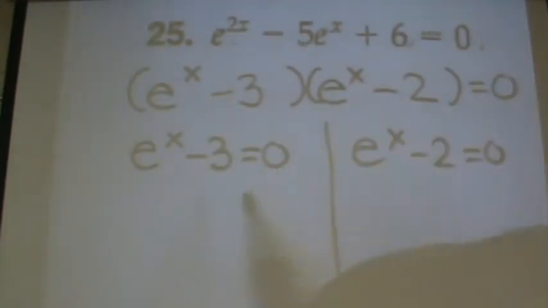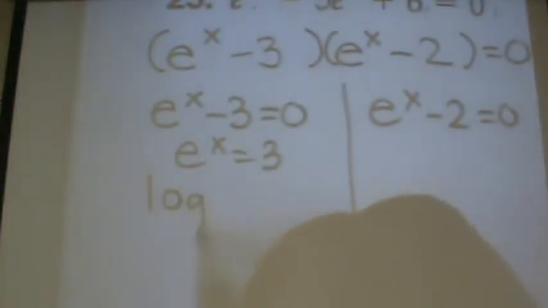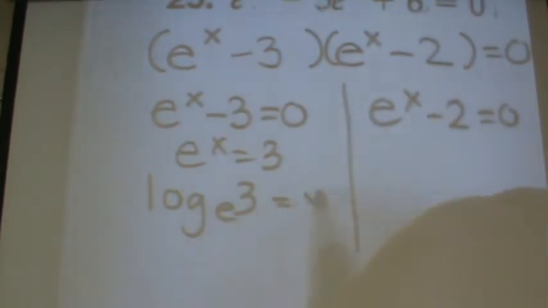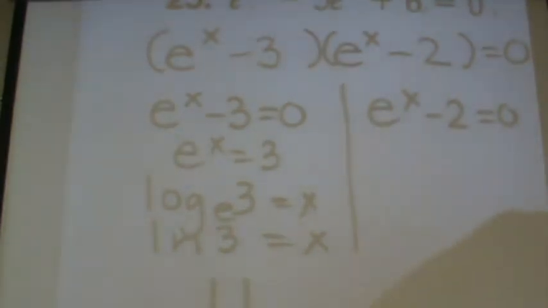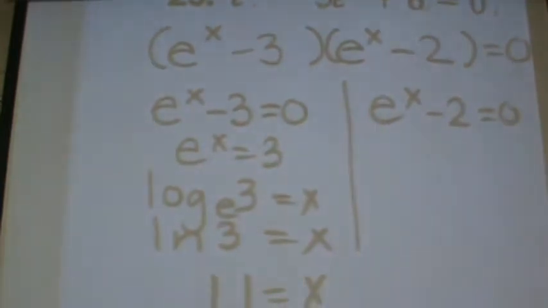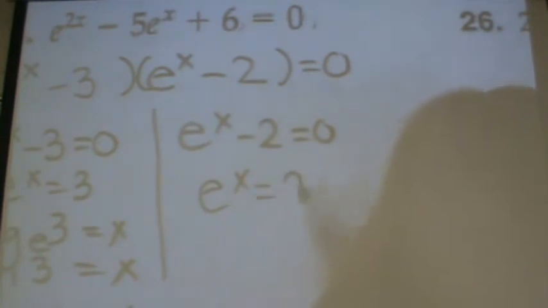What do you do next? Add 3 first and then rewrite it. Log of 3 base e is x, so you write ln 3. What is ln 3? 1.1. What's the other one? 0.69.